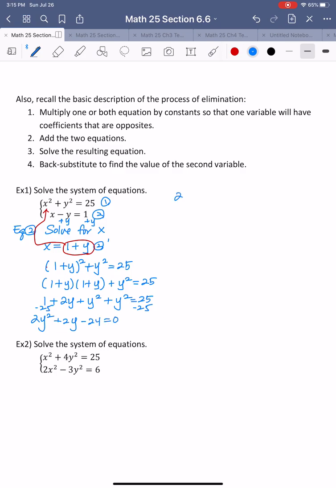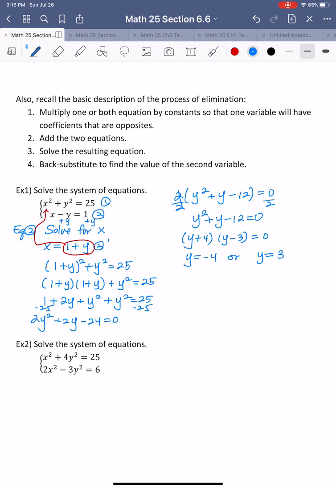I factor out the 2. I got y squared plus y minus 12, and then divide by 2. You can do that because the 2 is a factor. And then we can reduce the coefficient of the equation, and then it's factorable. So y plus 4 times y minus 3 equal to 0. So your y is -4 or y equal to 3, which means you get the other x too.